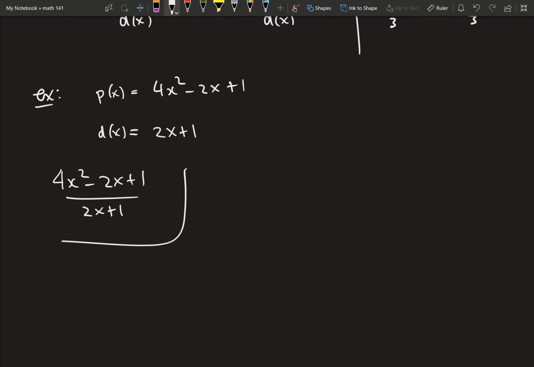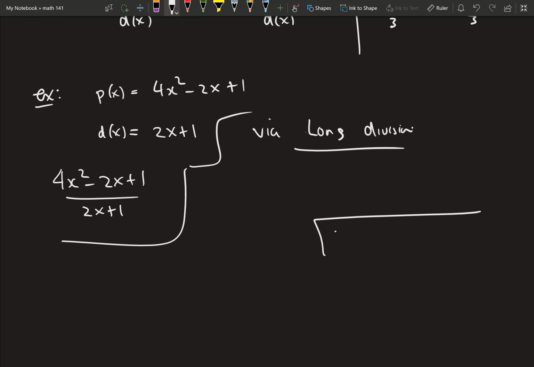So we're going to do this via long division. And it's best to just see this by example. So we'll just dive right in. So we're going to do this where the dividend we place inside of this sort of little box here, and the divisor is going to be placed outside here.